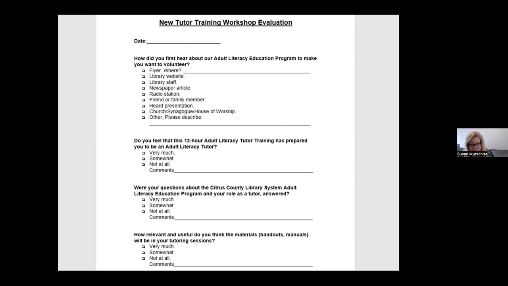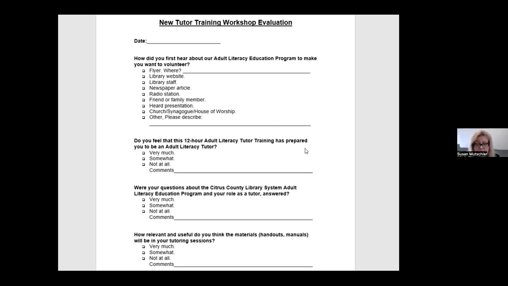Now, if you ask the Florida Literacy Coalition for their materials grant, I always sent them this. I always sent them what percentage felt they were prepared, or what percentage felt that the handouts and materials were useful. I don't know if they require that, but when the Florida Literacy Coalition sent me out as the trainer, this is what I would report back to them.